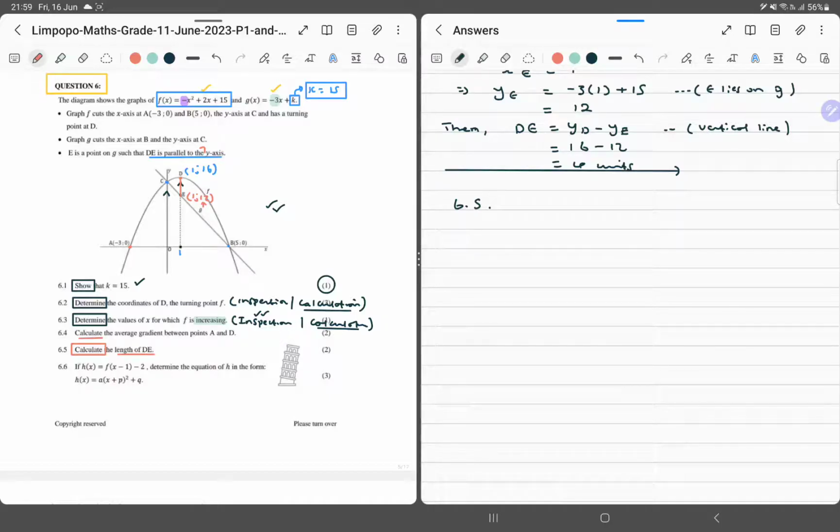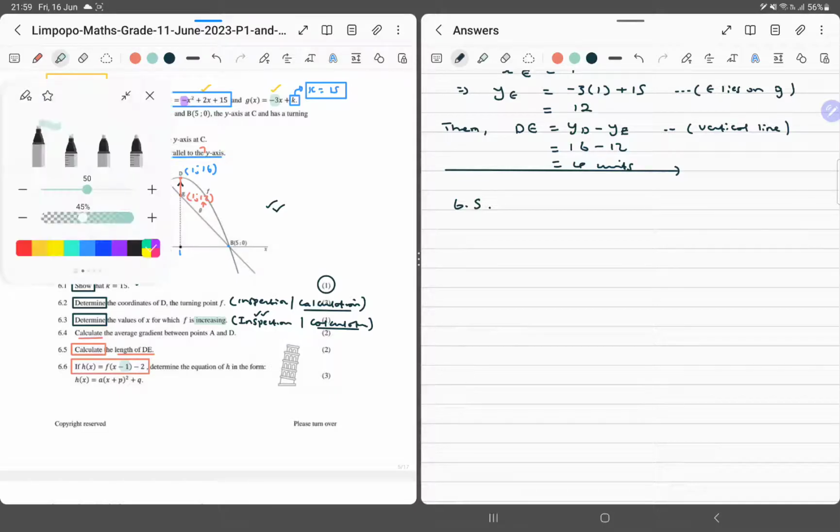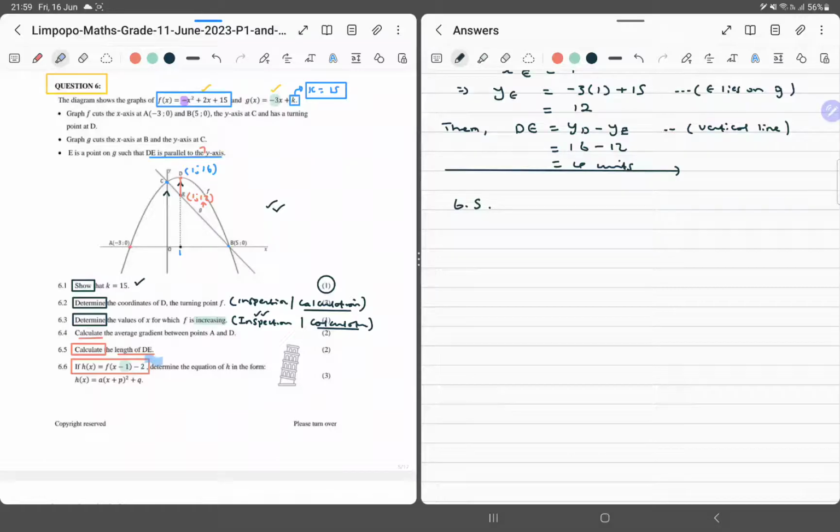Now 6.5 says if h of x is given by f of x minus 1 minus 2. What are we doing? This is a right shift. It's a right horizontal shift of our graph of f. Okay, so we're shifting it to the right by 1 unit, and then at the same time we are shifting it vertically down by 2 units.